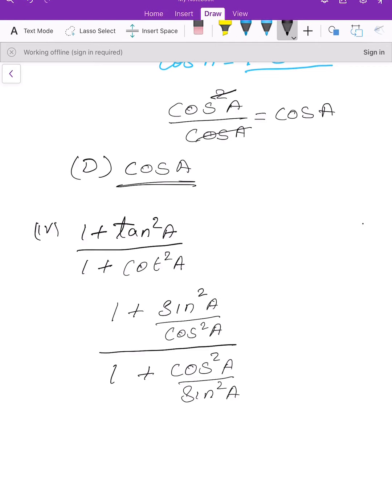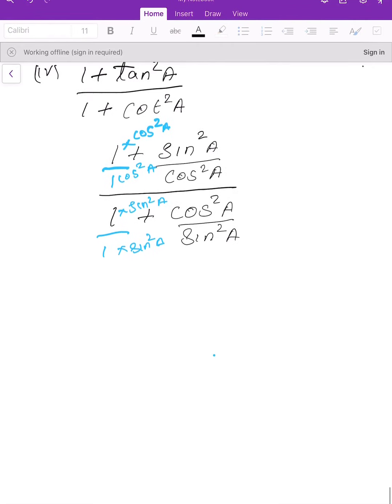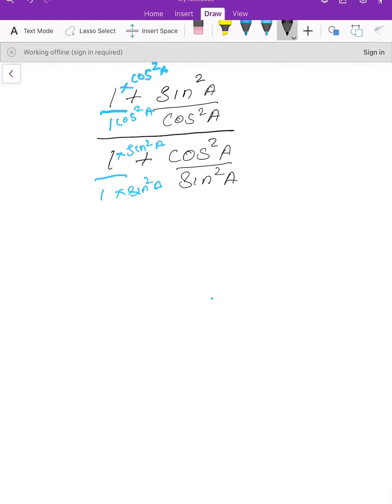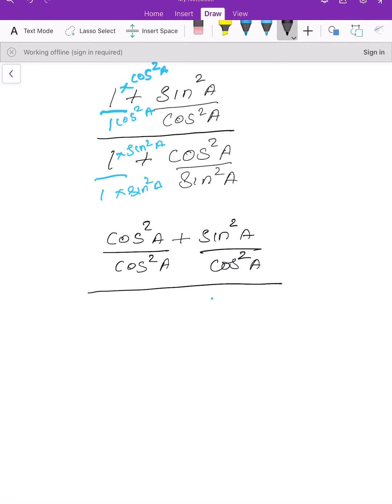Now I'll take the LCM. The LCM is the simplest one. So I'll multiply to make the denominator cos square A: I'll multiply numerator and denominator with cos square A. Here it is sine square, so I'll multiply the numerator and denominator with sine square A. I'm doing the same step. 1 into cos square A is cos square A plus sine square A, by cos square A, divided by sine square A by sine square A.